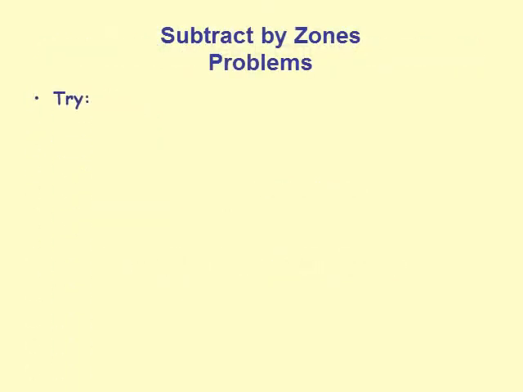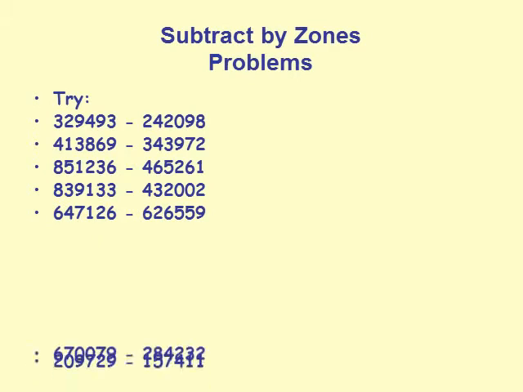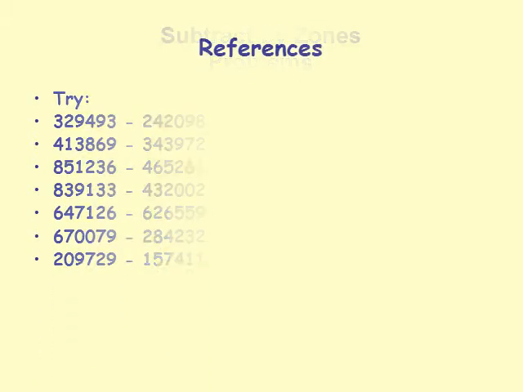Here are example problems. Try these. 329493 minus 242098. 413869 minus 343972. 851236 minus 465261. All these problems are 6-digit problems, and if you're uncomfortable with 6 digits and would rather do 5 digits, just drop a column on the right. And then some more.